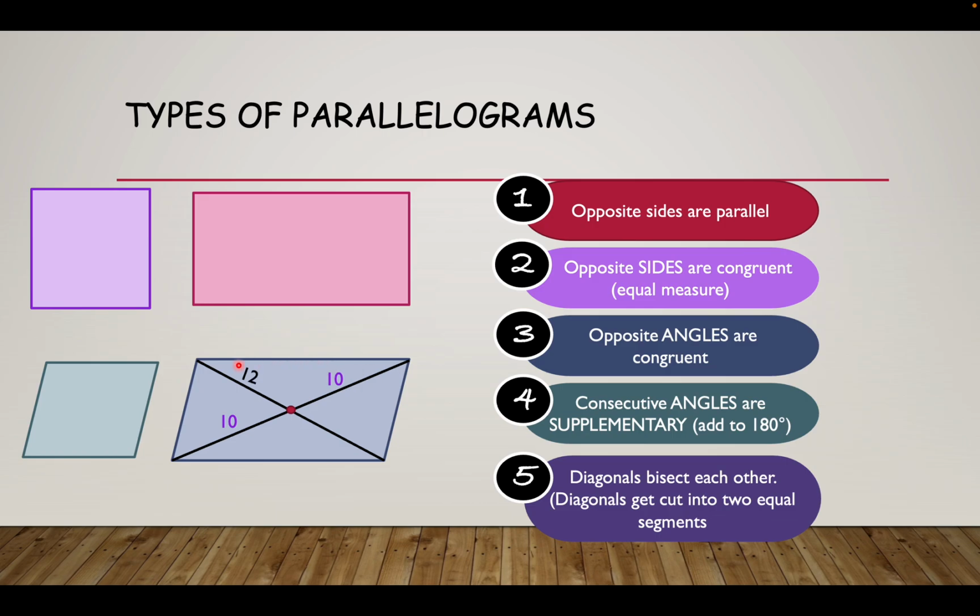From the middle to that corner would also be 10. If we think the other way, from this corner to this corner, we say it's 12. From the middle to this corner would also be 12. In a parallelogram, we do not know that these diagonals are the same. We just know that they cut each other in half.